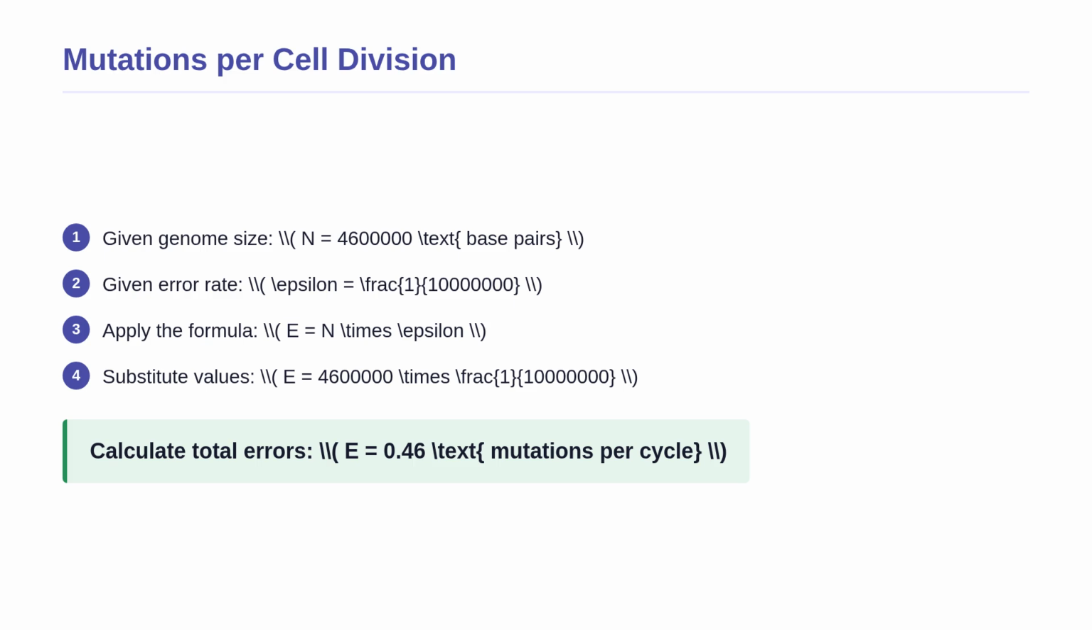We take our formula and substitute the values. We multiply the 4,600,000 new base pairs that must be added by the fraction 1 over 10 million. The calculation yields a final value of 0.46 errors per replication cycle.